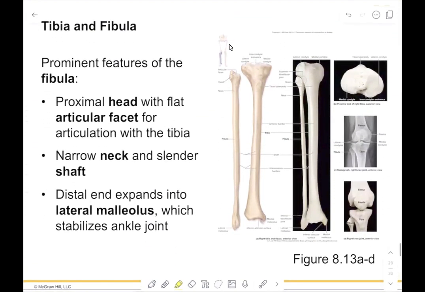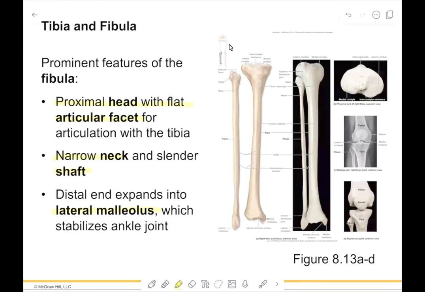Other features of the fibula include the proximal head with a flat articular facet for articulation with the tibia, a narrow neck and slender shaft, and then the distal end has a lateral malleolus. So if I were to ask you which bone the lateral malleolus is on, you would immediately tell me fibula, because you know the fibula is always on the lateral side. If I asked you what bone the medial malleolus was on, you would answer tibia, because the tibia is always on the medial side.